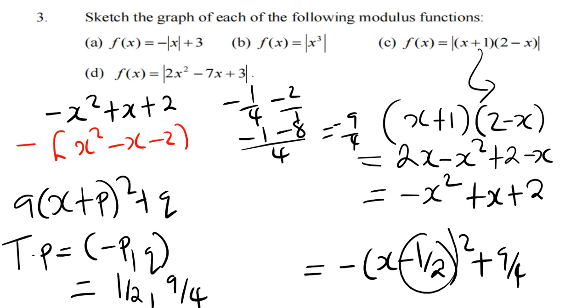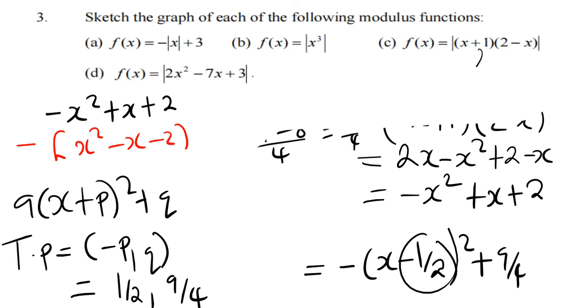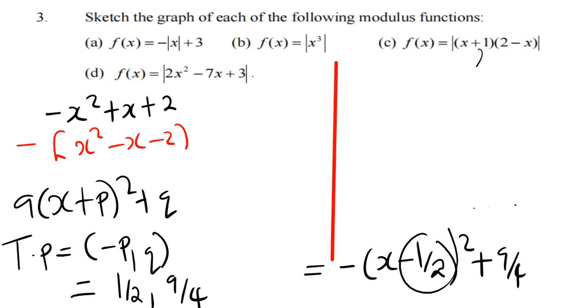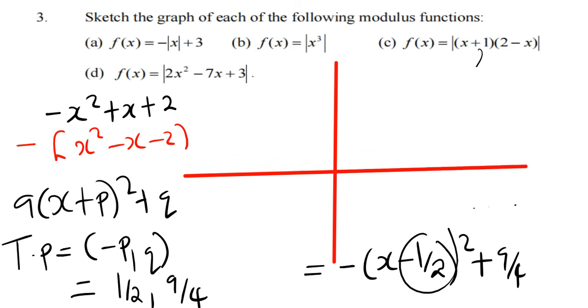Then what do we now do? It's just to now sketch our graph. Of course, the y-intercept, you just get the equation, and where there is x, you put 0. Let's say this is our graph.